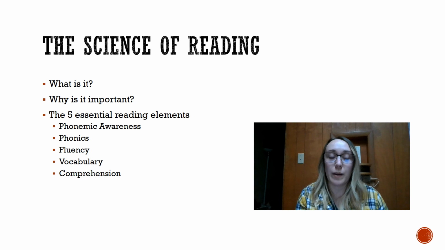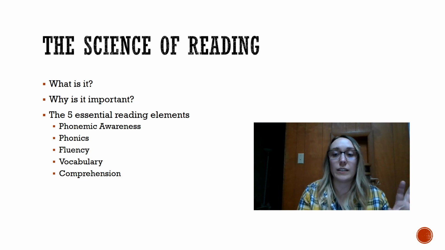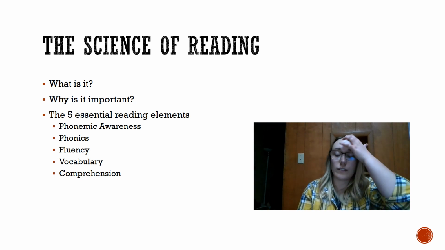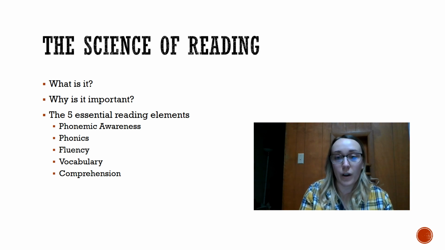So to break it apart, there are 5 essential reading elements. First we have phonemic awareness, then phonics. We also have fluency, vocabulary, and comprehension. So we're going to be discussing each of these 5 in greater detail on my later slides. But first I want to give you an overview of what each of these parts are.